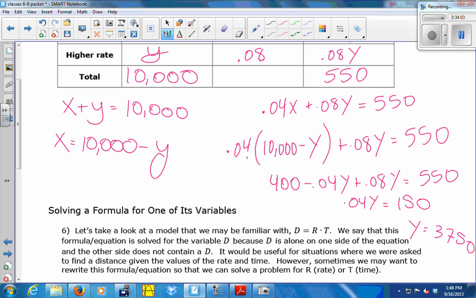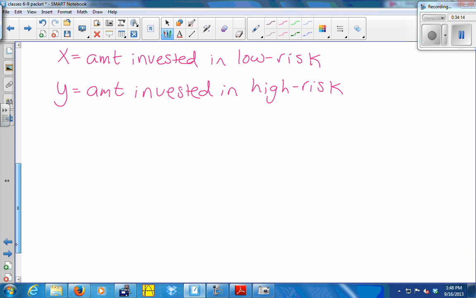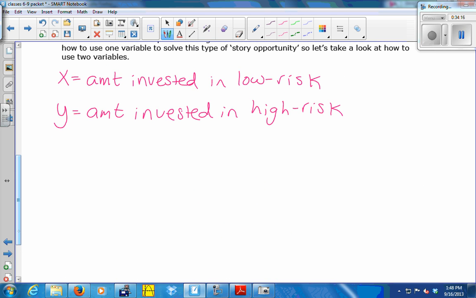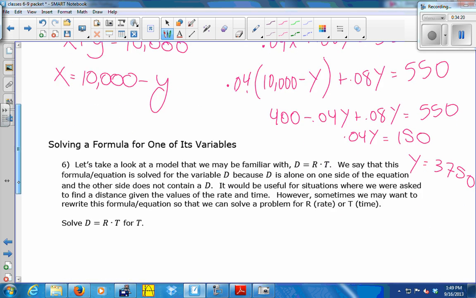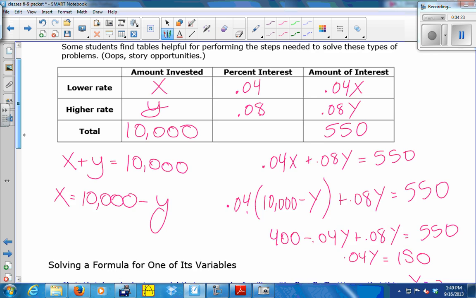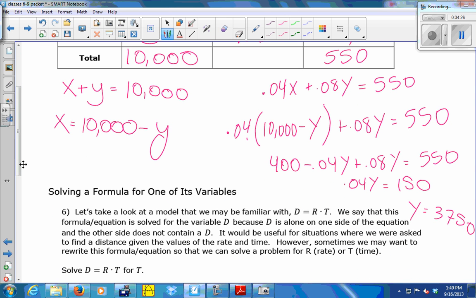3,750. So which one is that? Should I put 3,750 in the low risk or the high risk? High risk. Remember, we defined y way back at the beginning here as the amount in the high risk fund. So we're going to put 3,750 in the high risk and the remainder of the $10,000 in the low risk.